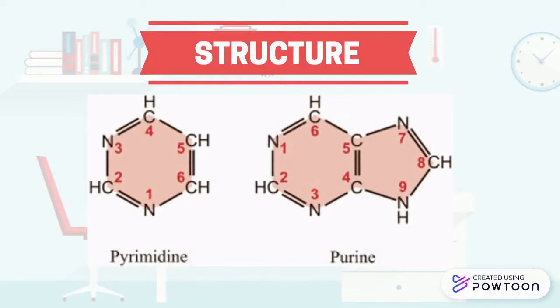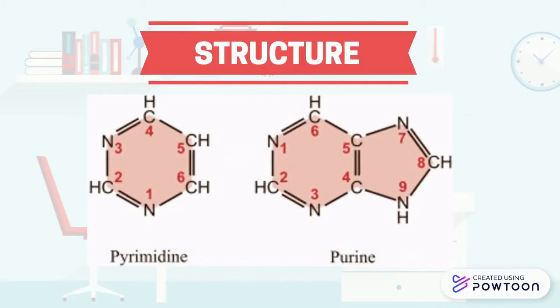As you can see here from purine and pyrimidine, purine consists of a 6-membered and a 5-membered nitrogen-containing ring that are fused together, while the pyrimidines only have a 6-membered nitrogen-containing ring, making it bigger than purine.